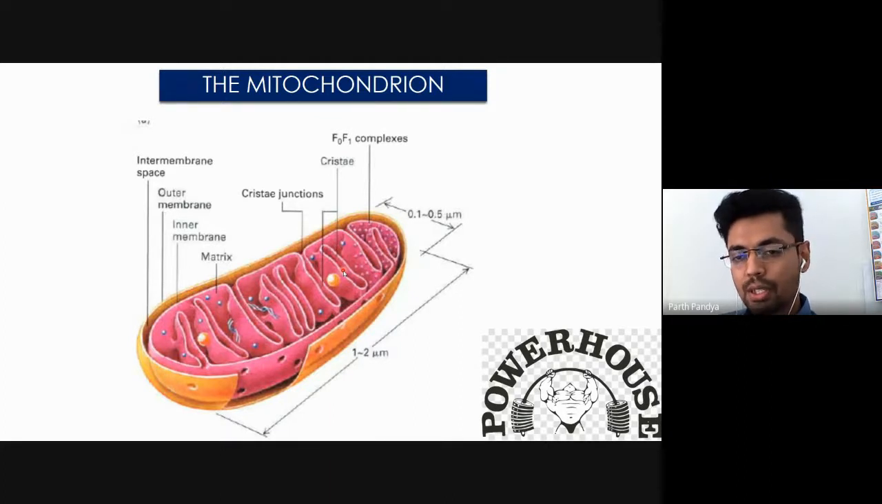Overall, the length of a typical mitochondrion is 1 to 2 micrometers, and the diameter is around 0.1 to 0.5 micrometers.